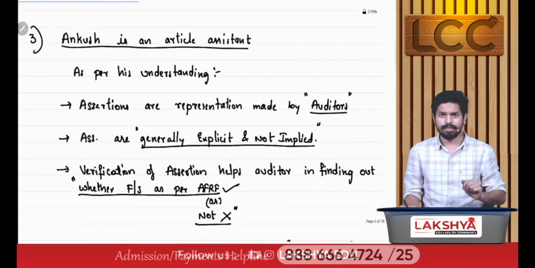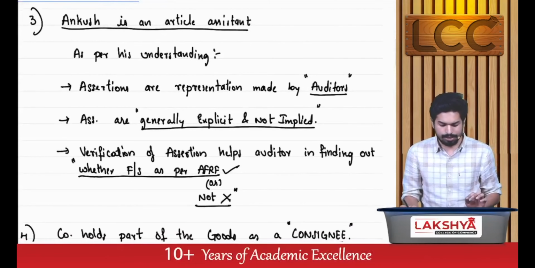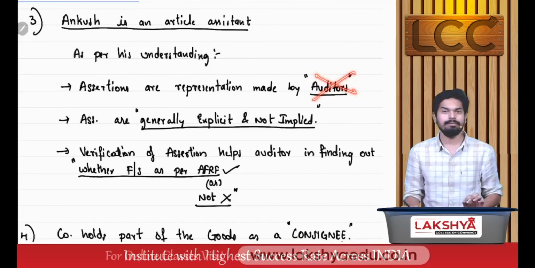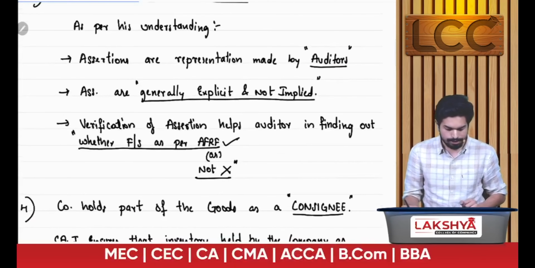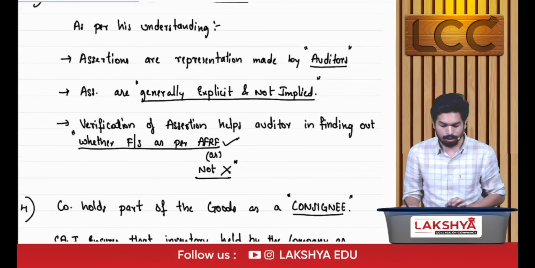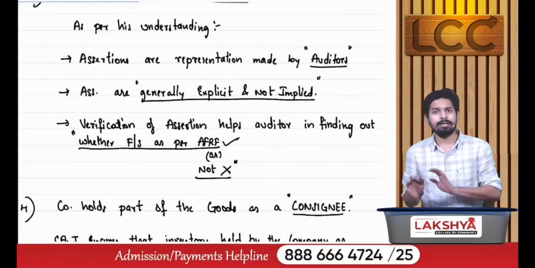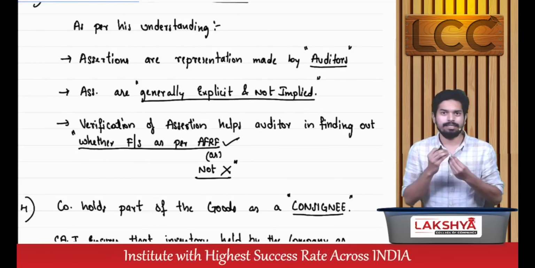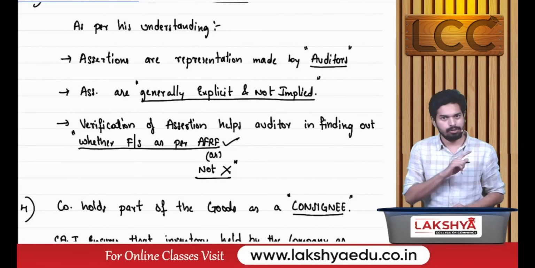Ankush is an article assistant. As per his understanding, assertions are representations made by auditors. No, assertions are the representations made by the management. Second point, assertions are generally explicit and not implied. No, assertions will be explicit and at the same time implied also. Mostly assertions will be implied assertions and there will be explicit assertions also. So this point is also wrong.